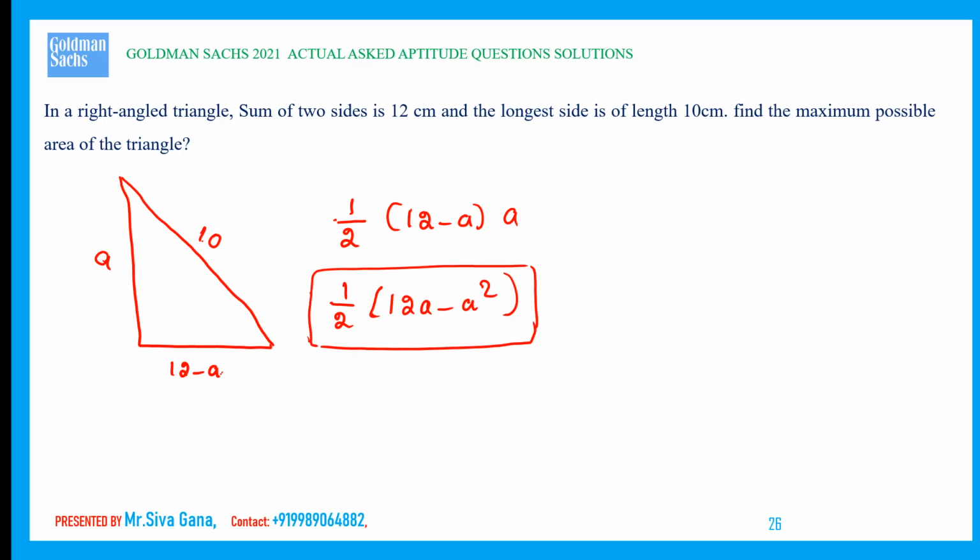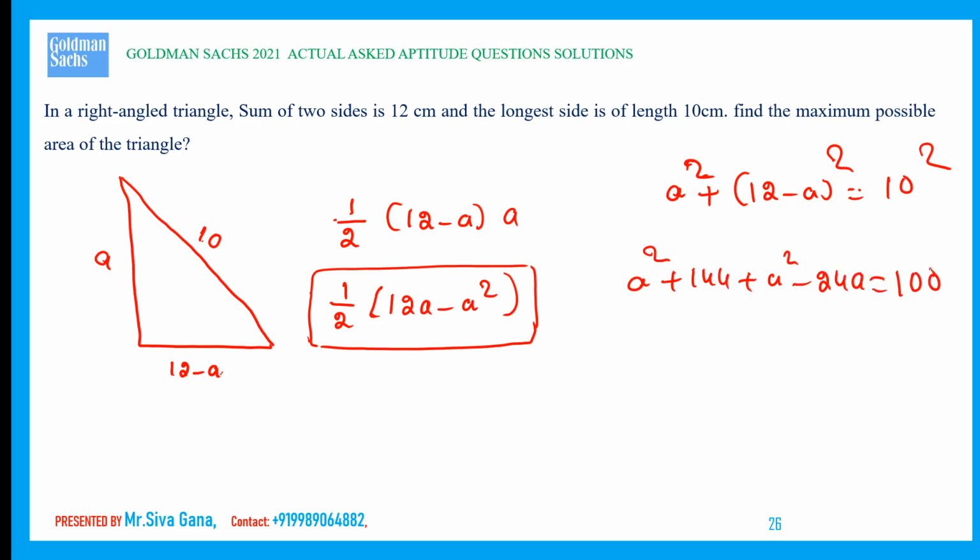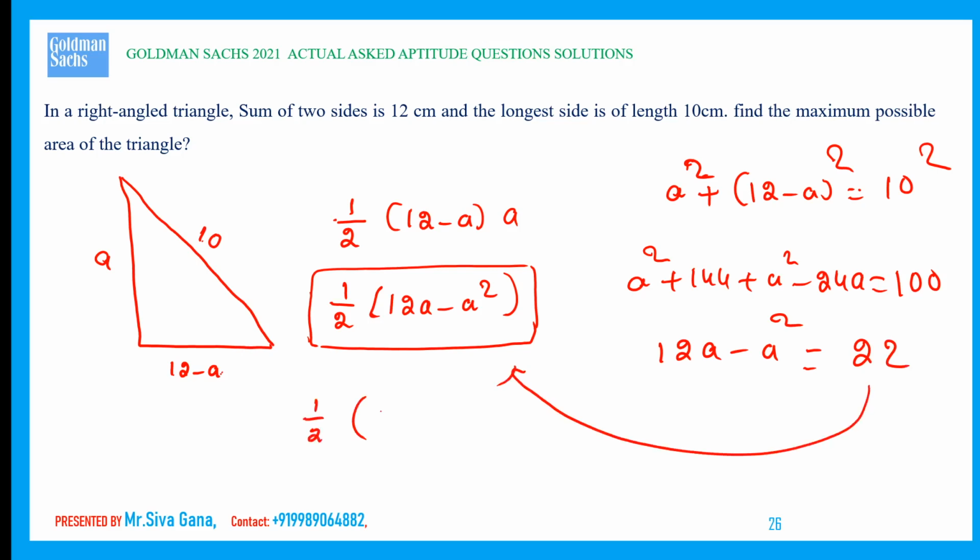If we apply the Pythagoras theorem, side square plus side square is equal to 10 square, that is hypotenuse square. A square plus 144 plus A square minus 24A is equal to 100. Cancel it by 2: 2A square minus 24A, that is 12A, so 100 minus 72 gives 22 for 12A minus A square. Putting this into half into 12A minus A square, we get the maximum possible area as 11. Beautiful question designed from the topic of mensuration.